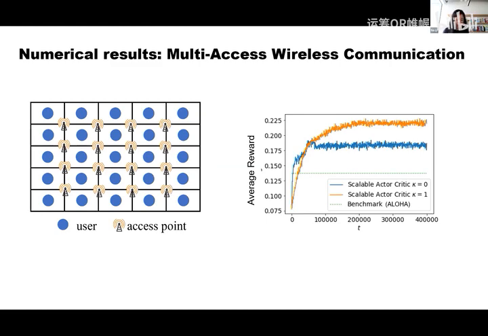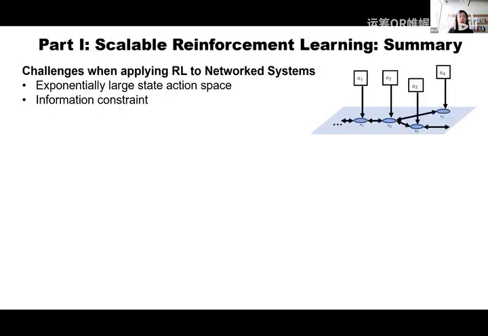And that's what we have been working on recently: can we bring even more physics into the learning algorithm to further speed up the method? So in summary, for the first part, I have been talking about the challenges of applying those real-time RL learning tools to the networked societal system.